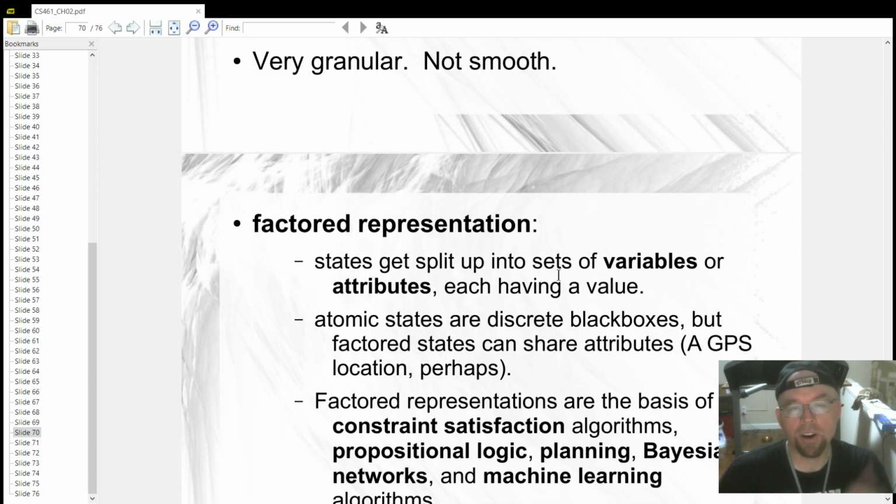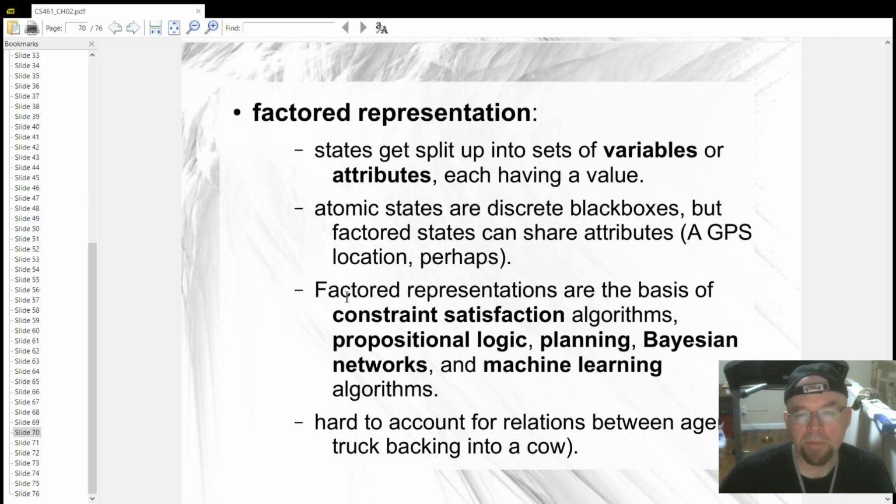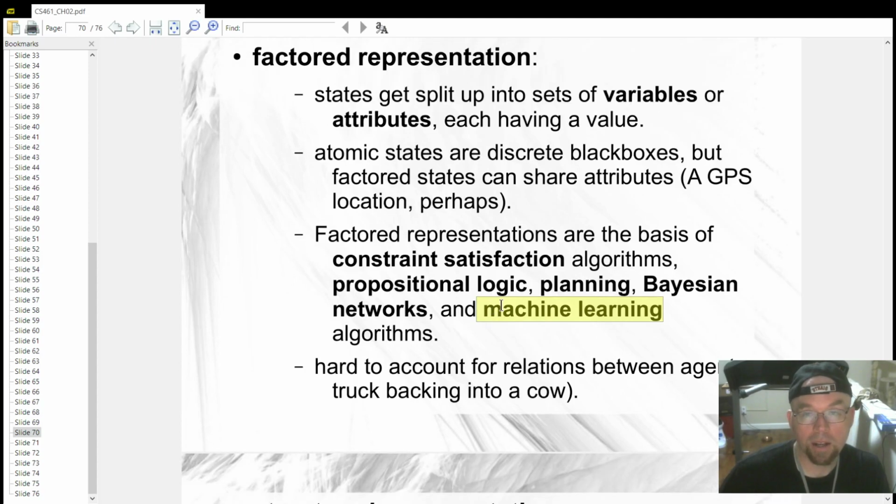Factored, you've got variables or attributes. Each one of those can have different values, as I was saying. Factored representations are the basis for propositional logic, which we will definitely get to. Bayesian networks, which I hope to get to. Machine learning, which we have a whole separate class on now at CSUEB. And with a factored representation, again, relationships, it's not very conducive to establishing relationships.